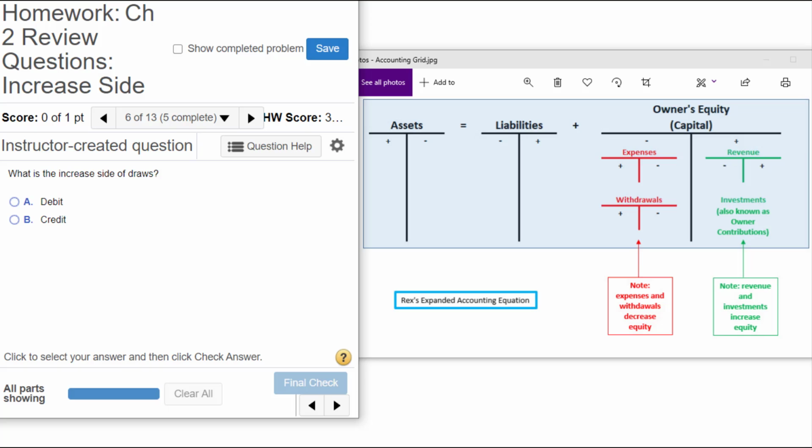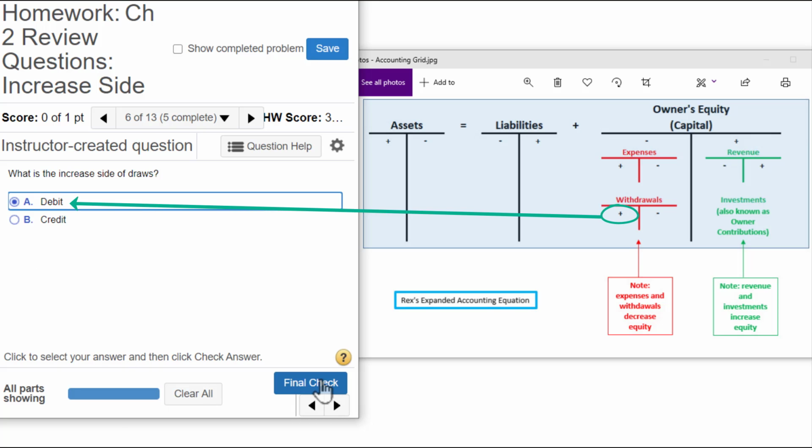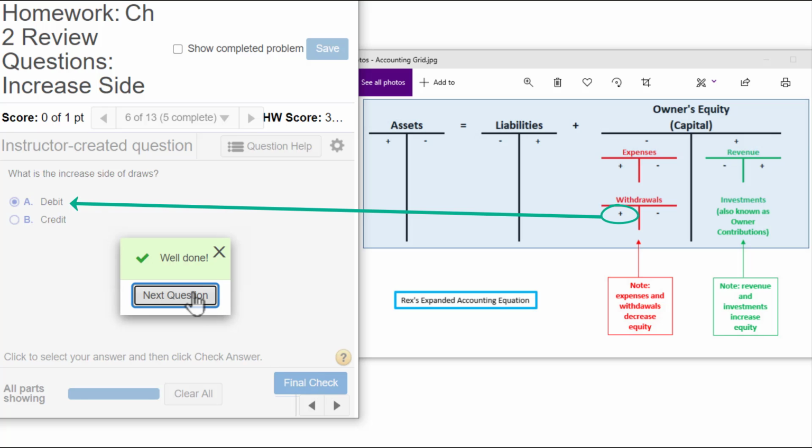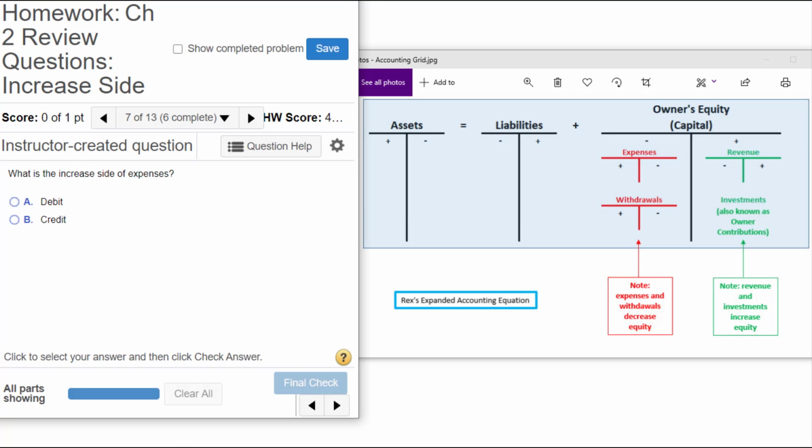What's the increase side of draws? Draws is also known as withdrawals. So that plus side is on the debit side. What's the increase side of expenses? Expenses has a plus sign on the same side as withdrawals. It's the debit side.